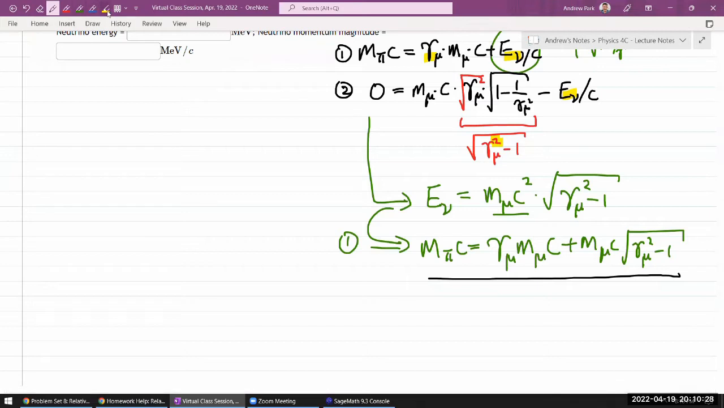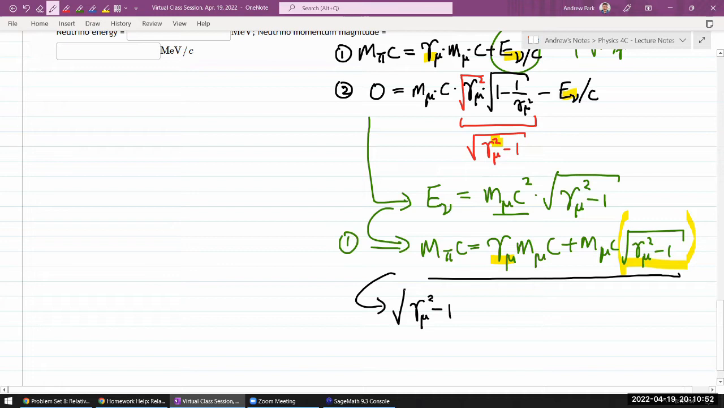The steps I'm going through are quite standard. When you have a variable and the same variable inside the square root, the thing to do is first solve for the square rooted thing, so that you can just square the whole thing and get rid of the square root. So I'm going to solve for the square root of gamma mu squared minus 1. By the way, I'm doing this algebra in my head. If you need a little more time, pause the video, for those of you watching the recording. Work it out yourself by hand and make sure that I didn't make any mistakes. So move that over: m pi c minus gamma mu m mu c, divided by m mu c. I'm all good. Now I can square both sides.